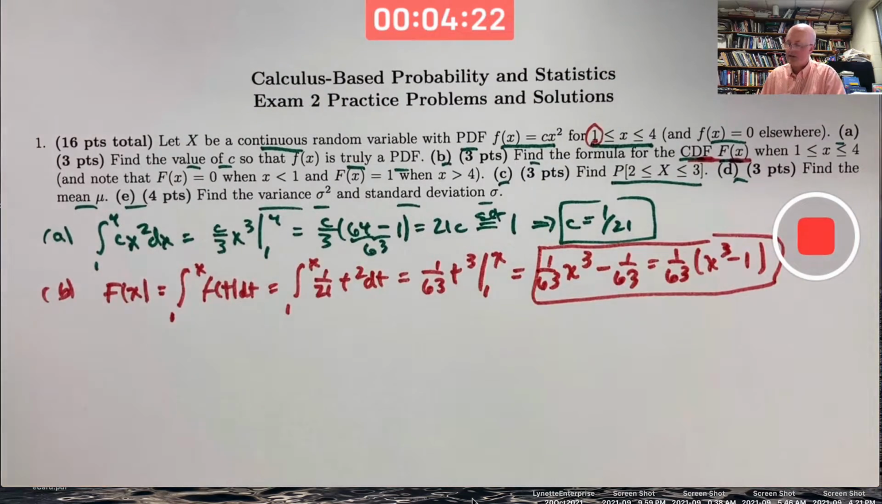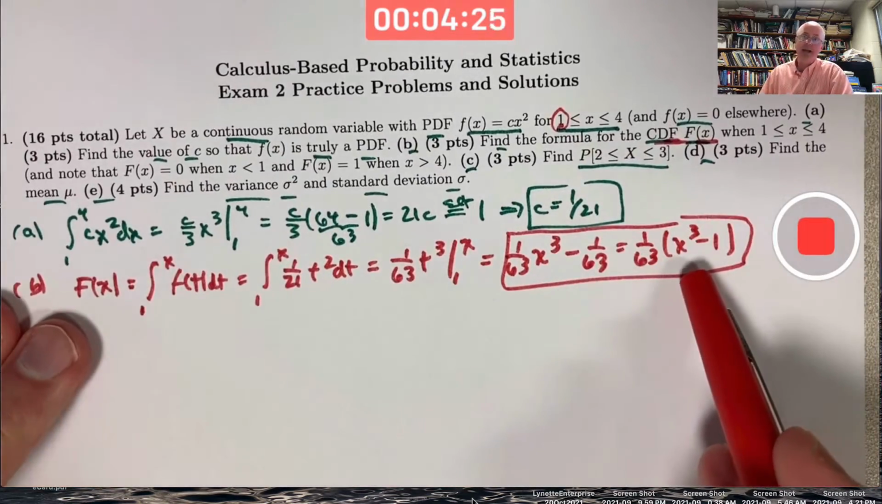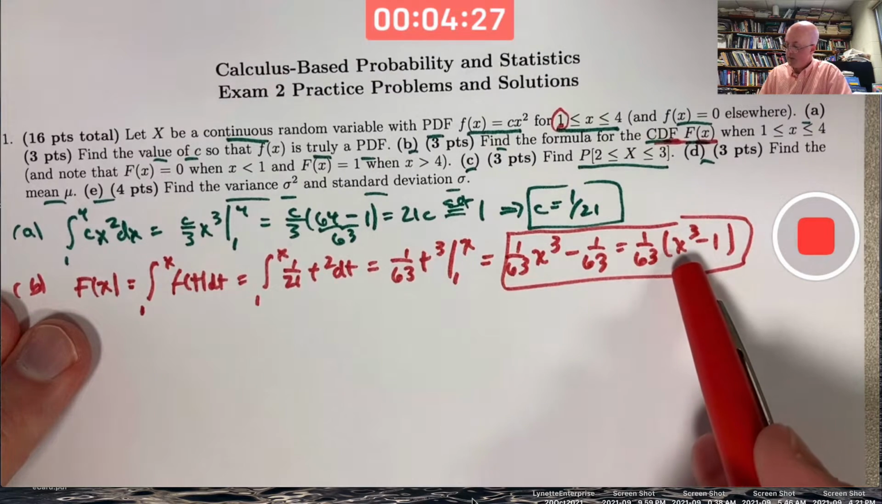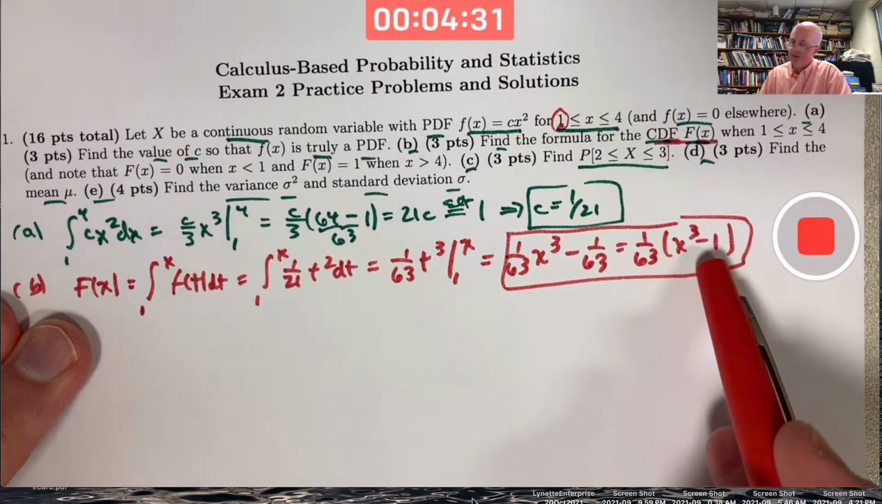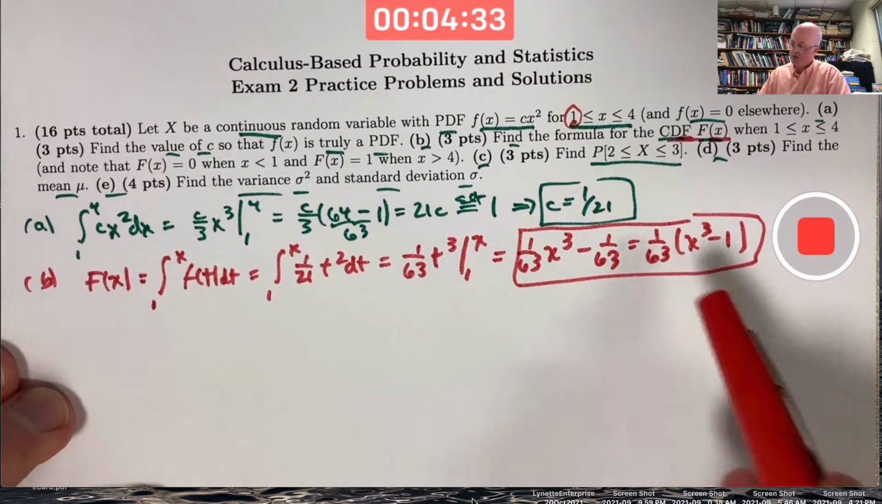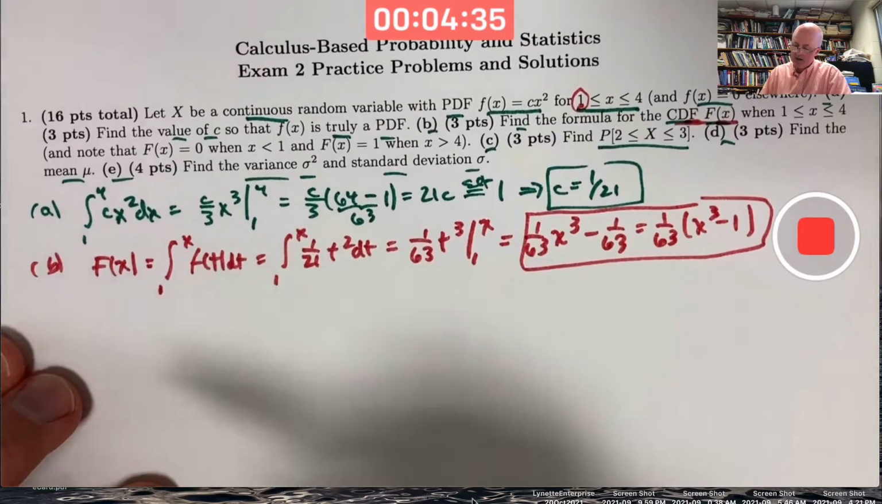It's a particular antiderivative. Notice that when you plug in x equals 1, you get 0. And when you plug in x equals 4, you get 4 cubed is 64, minus 1 is 63, divided by 63 is 1, just like it should be. On to part C.